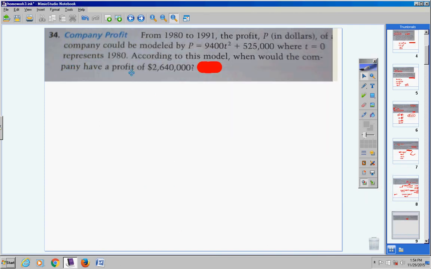Same thing again, guys, exact same type of problem, so pay attention. Let's get these nailed down, okay? The model I'm going to use is P equals 9400 t squared plus 525,000. Now, notice P is your profit in dollars. Time is your t. t equals 0 represents 1980, so I know t is my time in years.